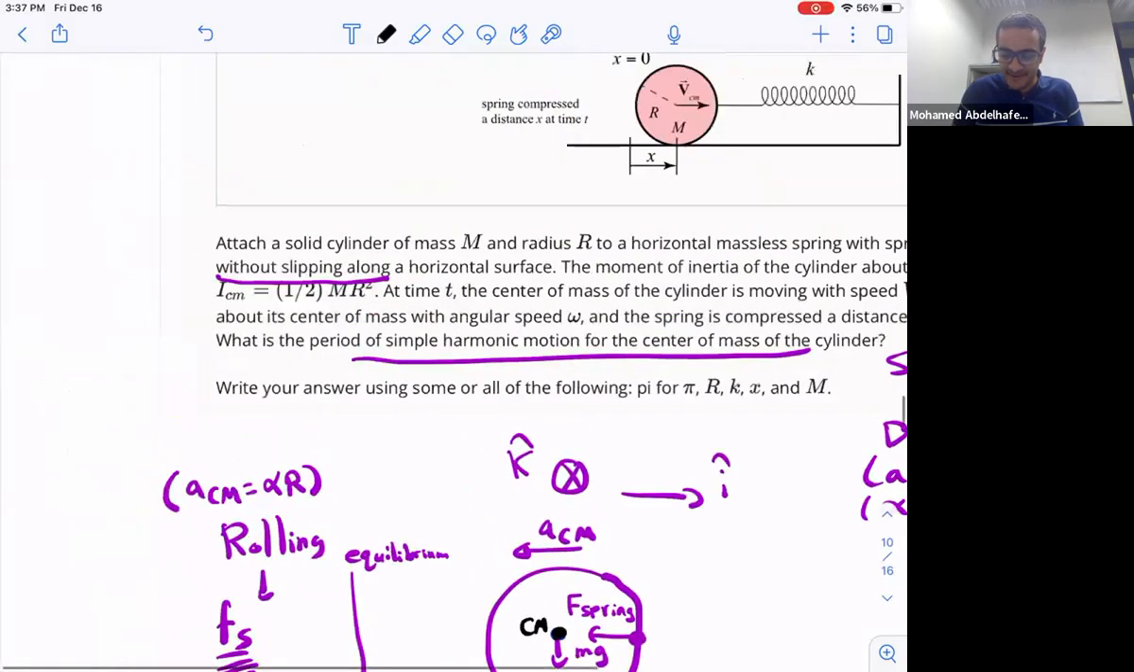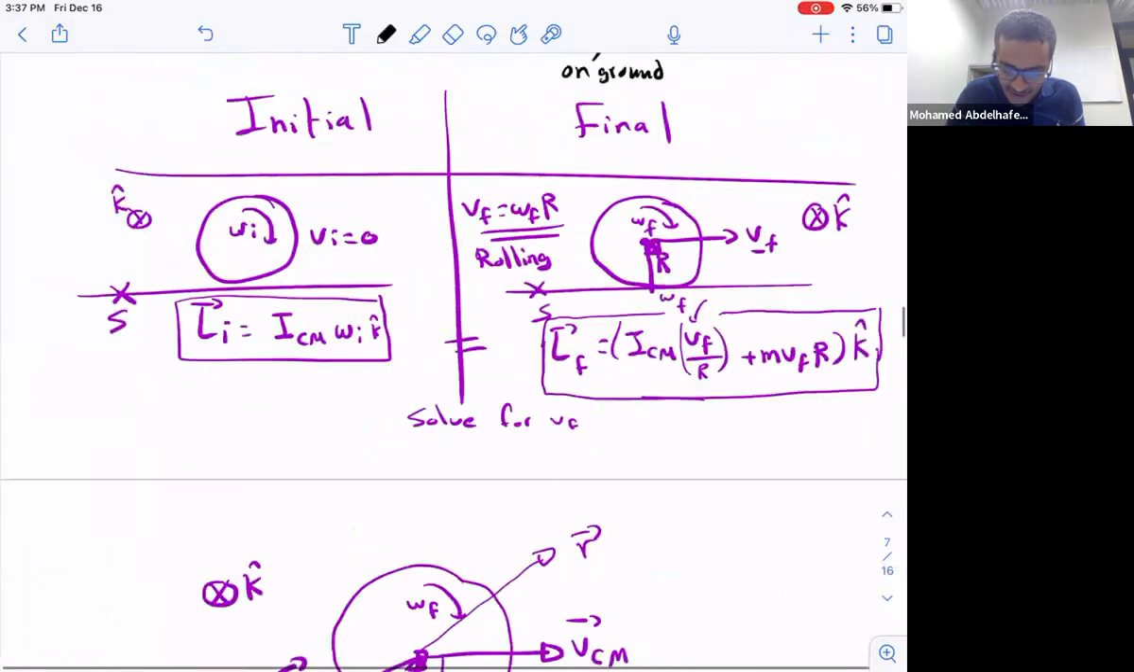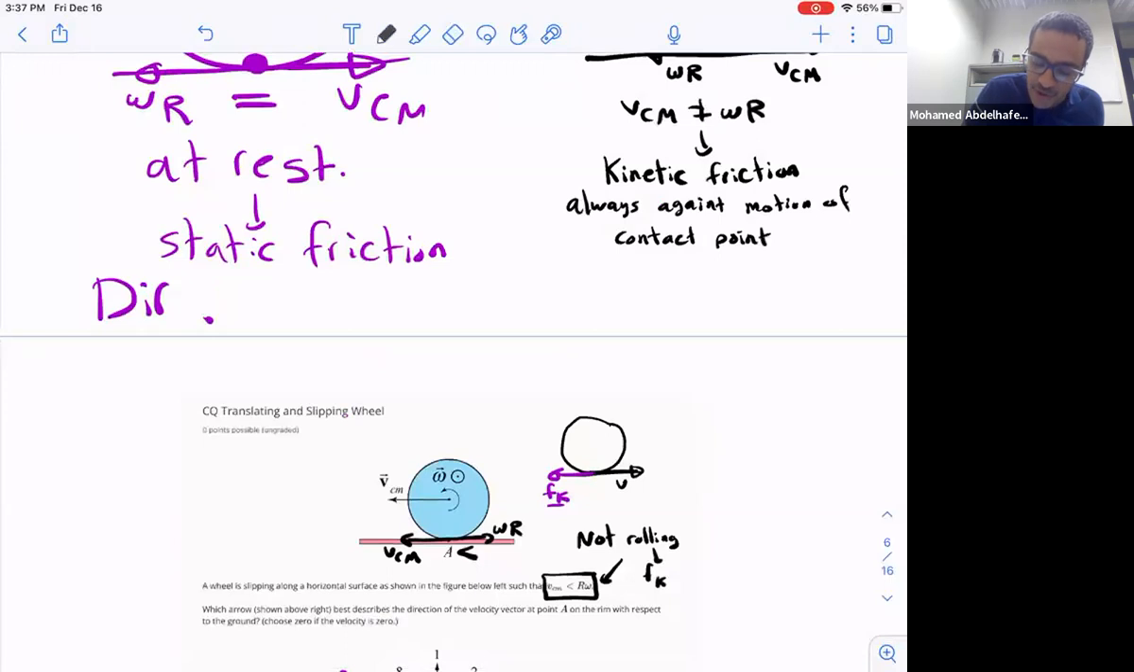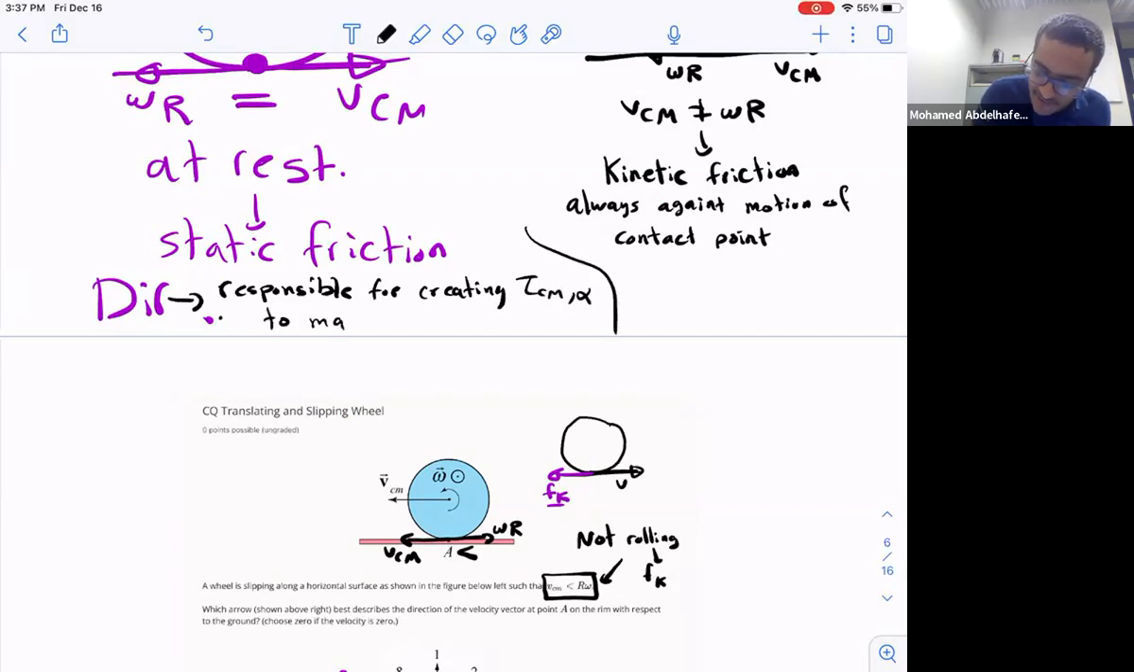So I'm going to go back to my table for rolling versus general just to put this there. How do we know the direction of static friction from the direction of the needed torque? The static friction force in rolling is responsible for creating torque and alpha to match a_CM. That's how we figure out the direction of static friction. So I'm going to show you how. Yes, the private question, yes.